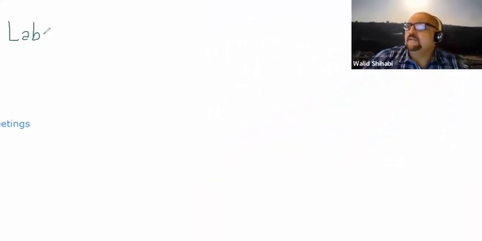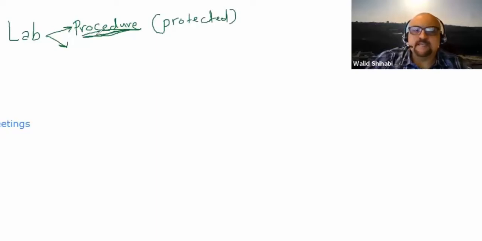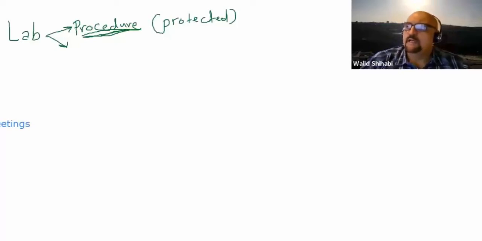Regarding the labs in this course, each is divided into a procedure part, and this document is protected. You cannot type into that document, okay? So it's protected. The procedure part has all the information, all the steps, all the science, all the background behind the lab. It's the first document that you need to download and follow.